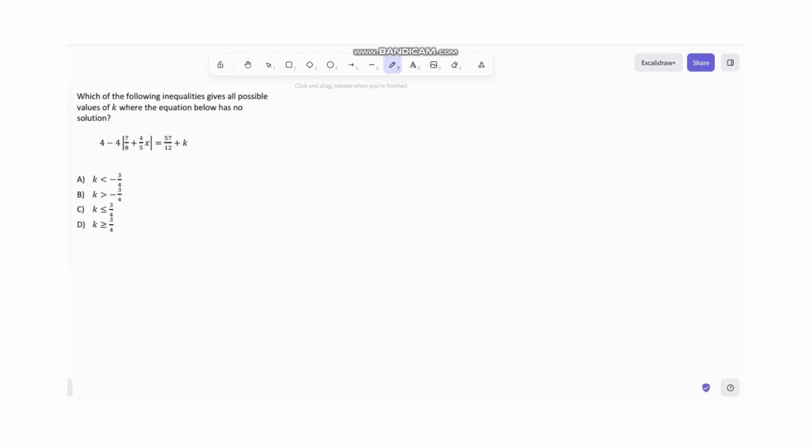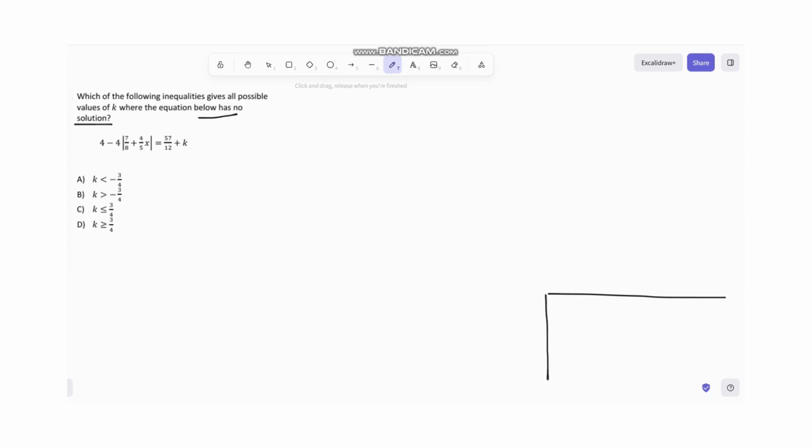Today we will be solving another important SAT math question. So let's jump straight into it. Which of the following inequalities gives all possible values of k for which the equation below has no solution? So notice, no solution. What is the condition for an absolute value equation to have no solution? Let's understand this with three basic rules. Okay, let me draw here.